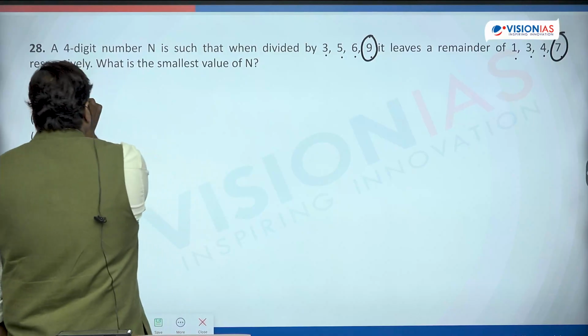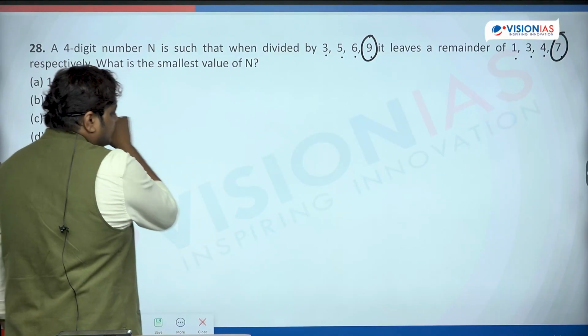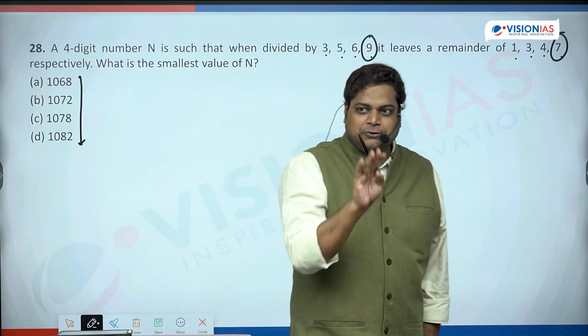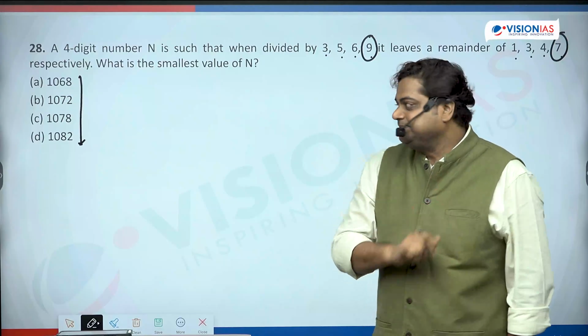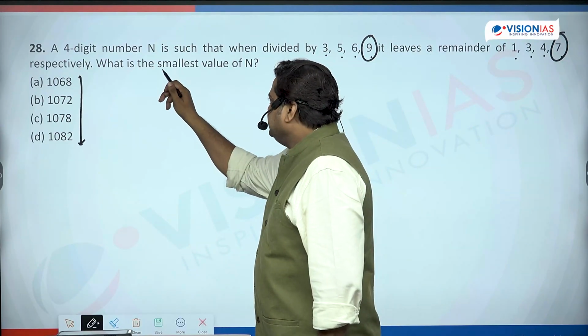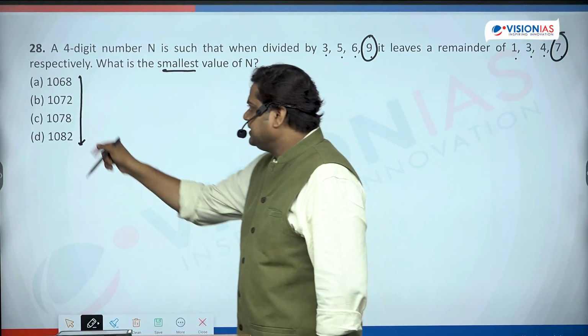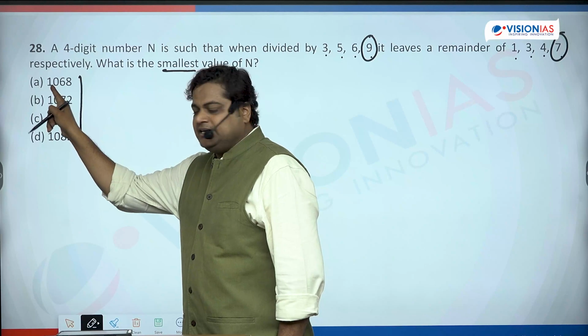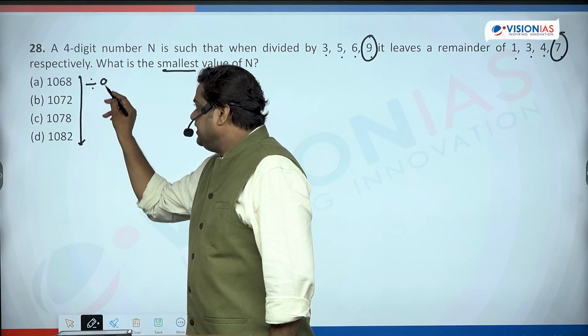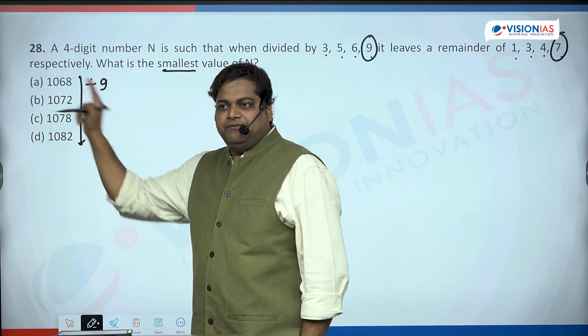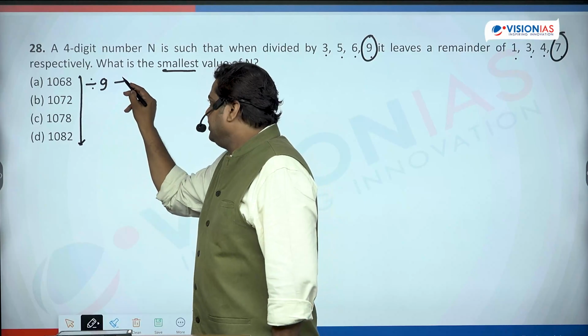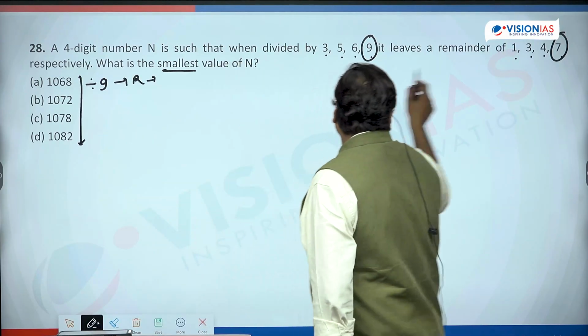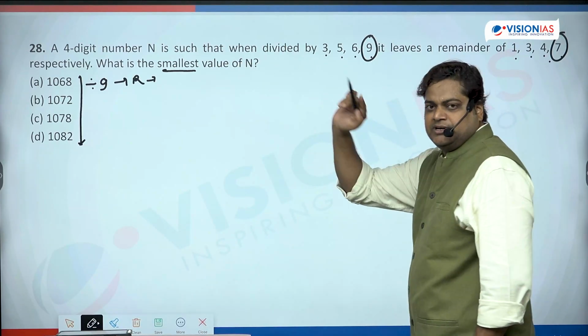So if this is the question, these 4 options are there. Out of these 4 options, 1 is our answer. They are asking what is the smallest value. So we'll start with the smallest value, 1068. We'll try to divide by n. If this is the number, if we divide by 9, remainder must be 7. If not, then that is not our answer.